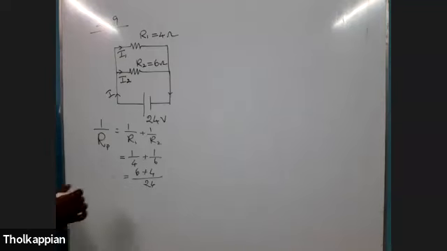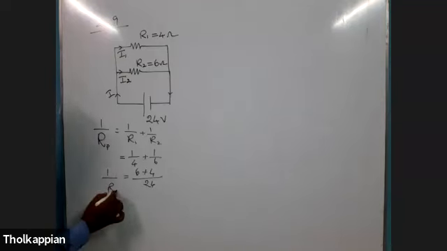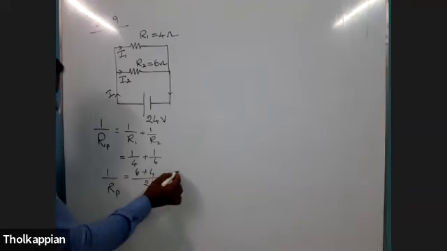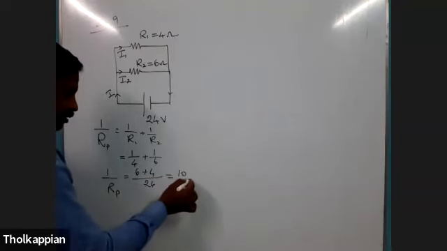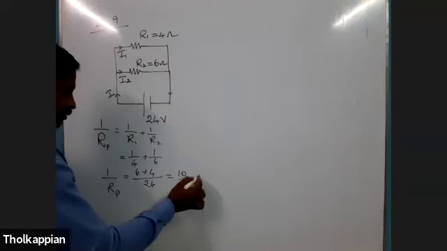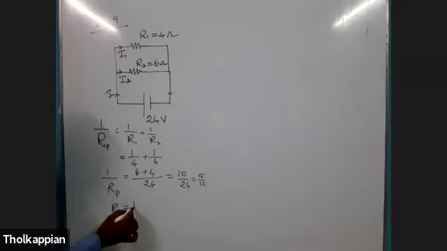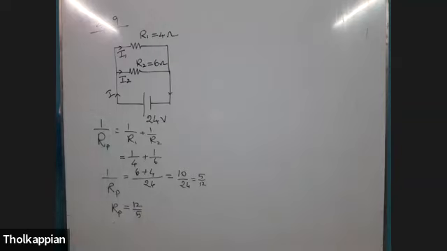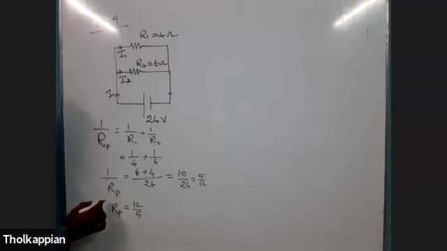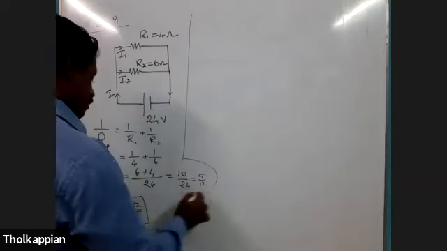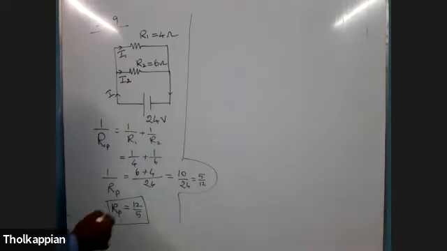Then 1 by RP is equal to 10 by 24. We can write this as 5 by 12. And RP is equal to 12 by 5, or else you can write 2.4 also. But for easy multiplication, we keep this as a fraction. That's all. Okay, this is the RP value. This is the total resistance.